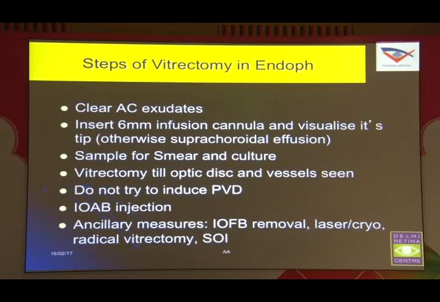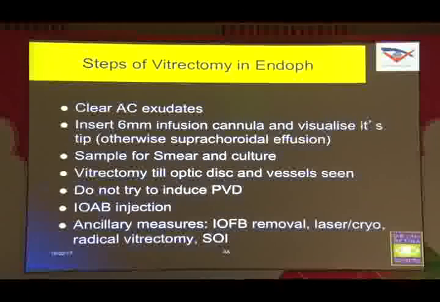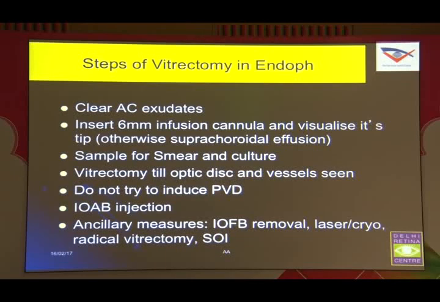Now, the steps in vitrectomy are: you must clear the AC exudate so that you're able to see well behind. You should insert a 6 millimeter infusion cannula because you don't want to create a suprachoroidal effusion by your cannula itself. You must take a sample and a smear for culture. Vitrectomy should be done till the optic nerve disc, where the optic nerve and the vessels have been seen. Do not try to induce a PVD, but if the PVD is already there, yes, you should complete the vitrectomy. Give intraocular antibiotic injections, and ancillary measures include intraocular foreign body removal. In some cases you may have to do a laser or a radical vitrectomy.